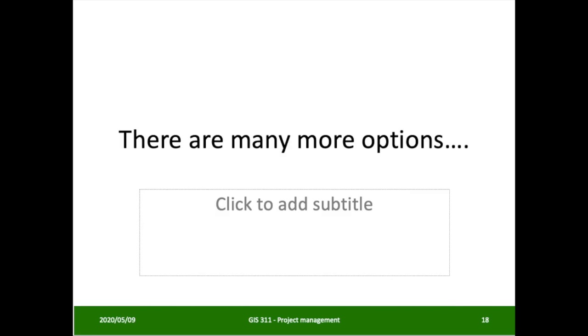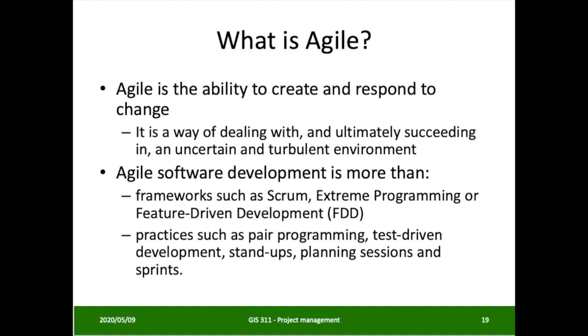Okay. There's a wide range of other options. These are just some of the main ones on which others are built. Next is, what is Agile? So Agile is an approach that allows us to create and respond to change. So in an environment where there's a lot of change, a very dynamic environment, Agile is a solution to this.